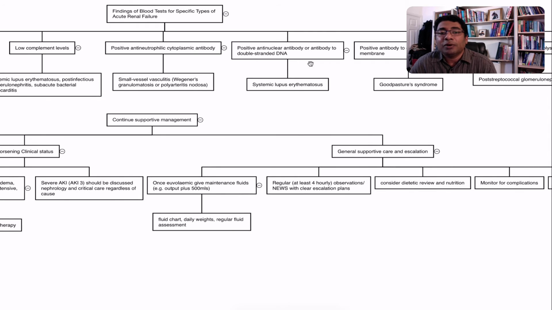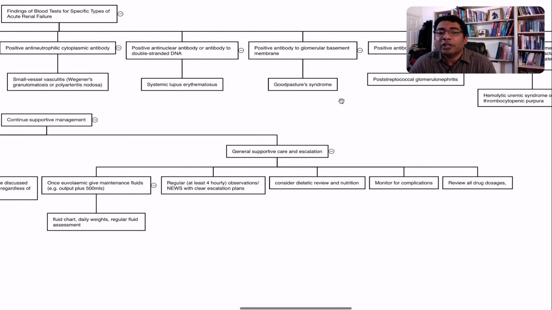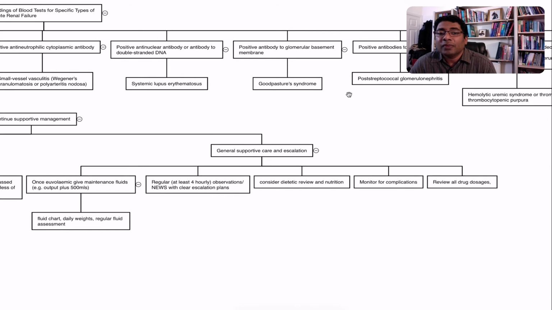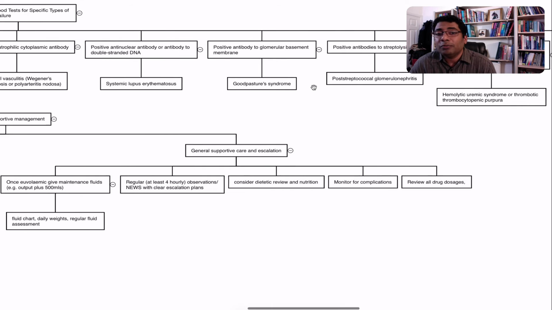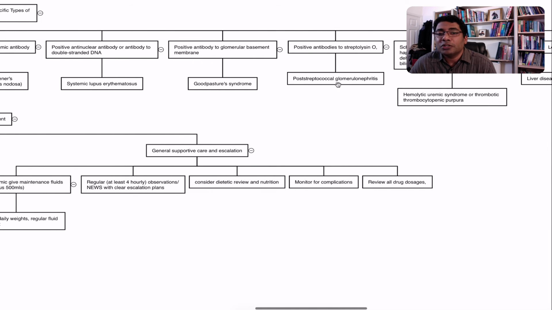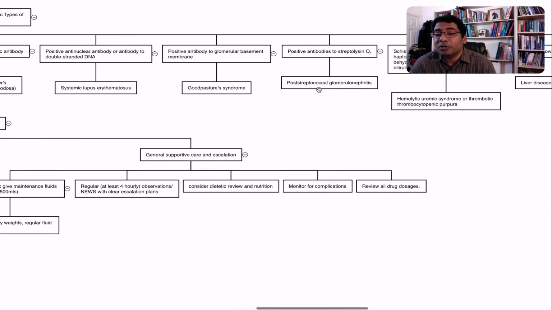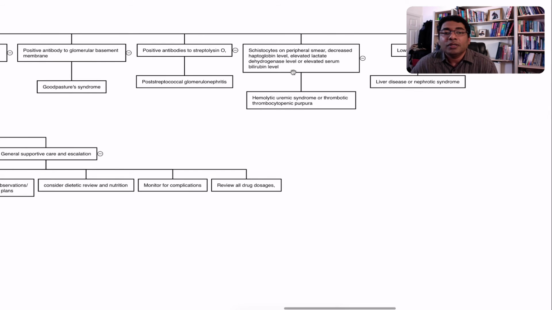Positive anti-nuclear antibody to double-stranded DNA, as in SLE. Positive antibody to glomerular basement membrane, as in Goodpasture syndrome. Positive antibodies to streptolysin O, as in post-streptococcal glomerulonephritis. Schistocytes on peripheral smear, decreased haptoglobin levels, elevated lactate dehydrogenase level, or elevated serum bilirubin levels, as in hemolytic uremic syndrome or thrombotic thrombocytopenic purpura.